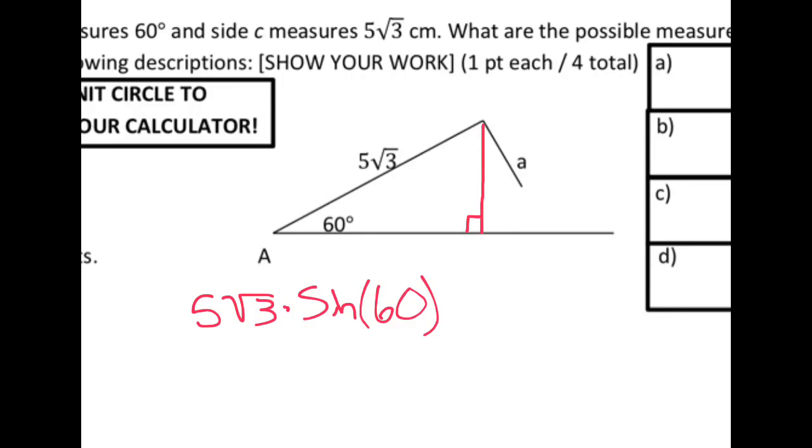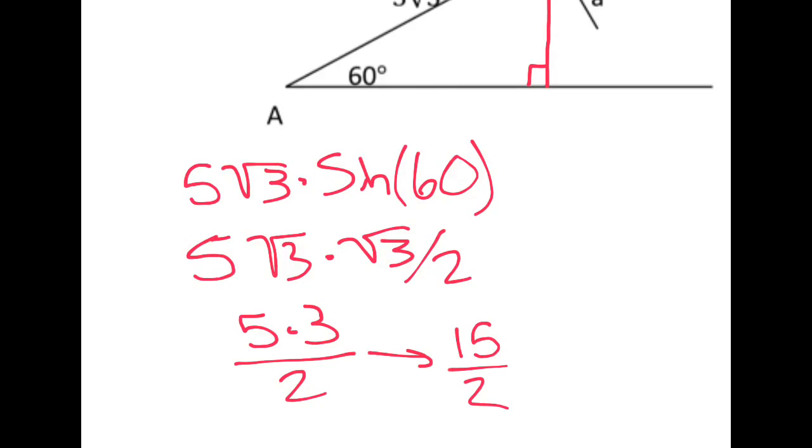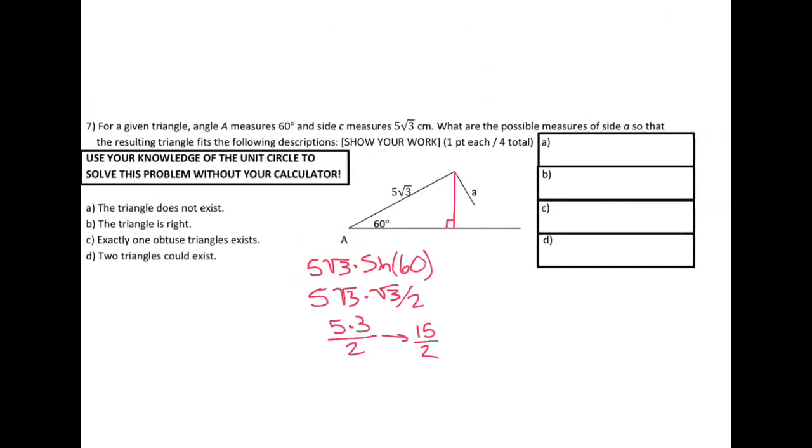Well, what do we know is the value of sine of 60 degrees? 60 degrees is pi over 3. Sine of pi over 3, we know that value from the unit circle. Sine of pi over 3, which is the same as sine of 60, is the square root of 3 over 2. And so we can simplify this. Square root of 3 times the square root of 3 gives us a 3. So really what we're dealing with is a 5 times a 3 divided by a 2, which we know as 15 halves. And I don't care if you write it as 7.5 or 15 halves, I'm leaving mine as 15 halves.